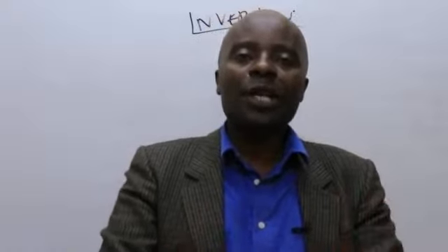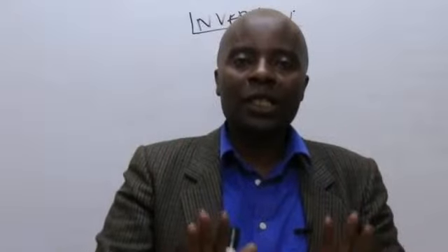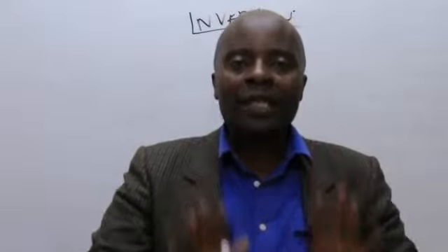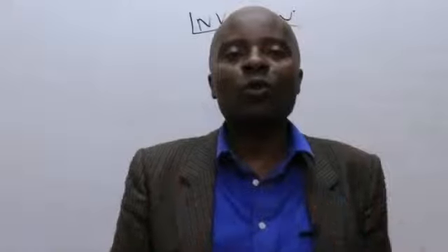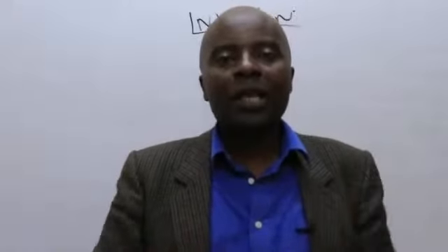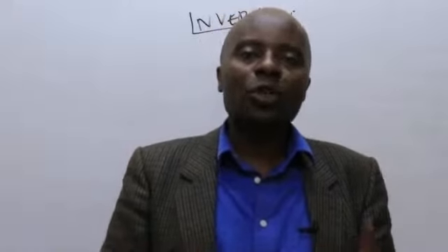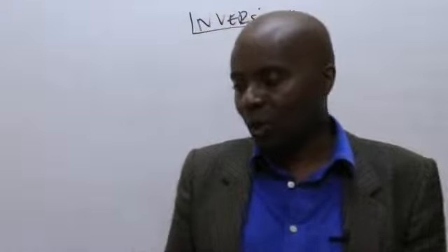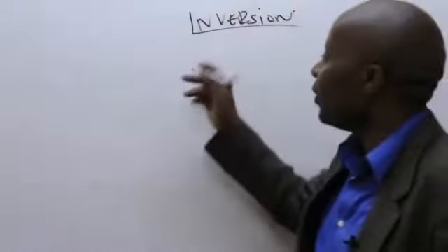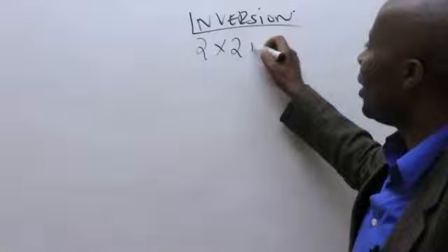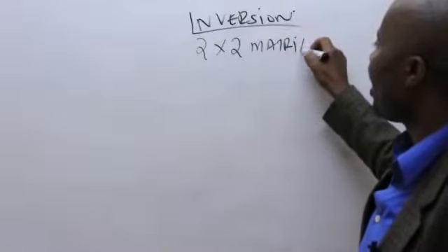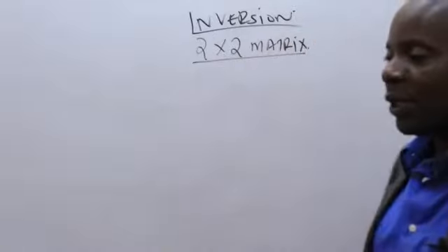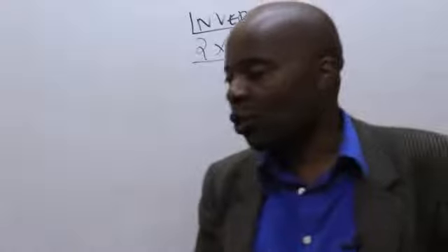Inversion is an operation which can only be executed when you have a square matrix, the smallest square matrix being a 2 by 2. And our syllabus tells us to show you how to inverse a 2 by 2 matrix and a 3 by 3 matrix. So I want to show you how to get an inverse over a 2 by 2 matrix first.